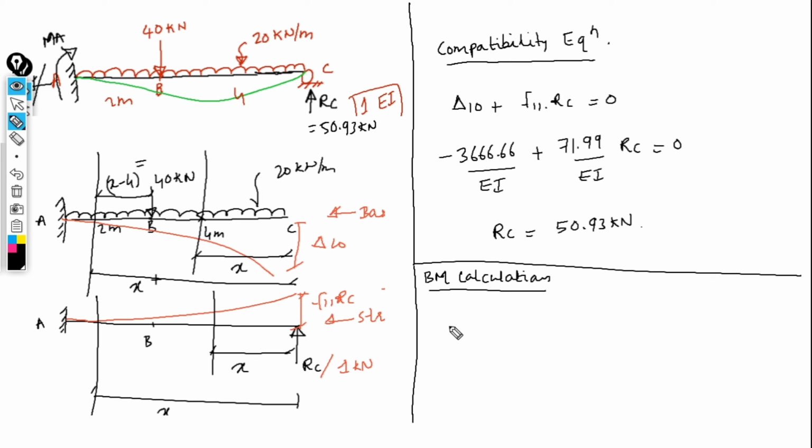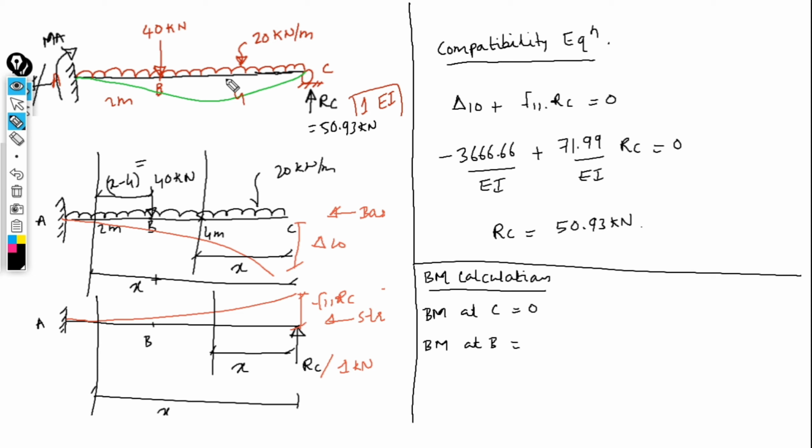So we will calculate the bending moment of the original structure, that is the propped cantilever. Bending moment at C will be equal to 0 because it is a roller support. Next point, we have bending moment at B. So we have to go from C to B to find bending moment at B. So all the forces and reactions between C and B we need to consider.